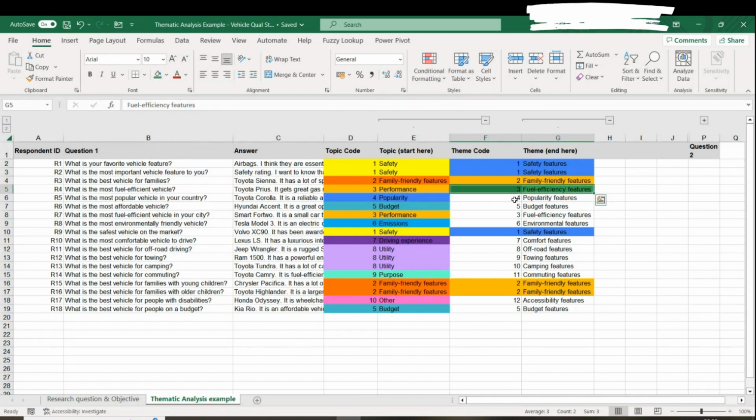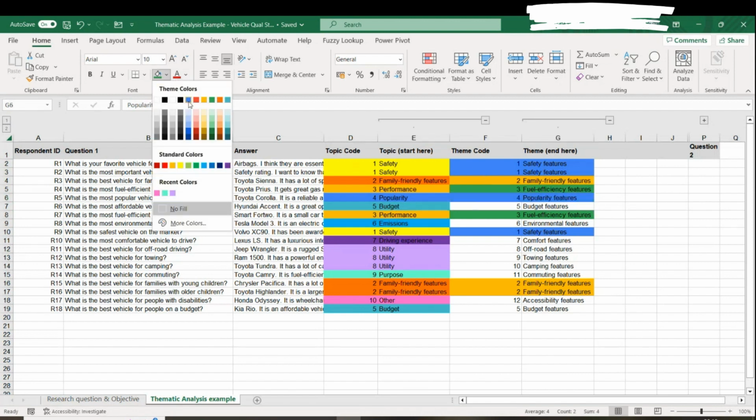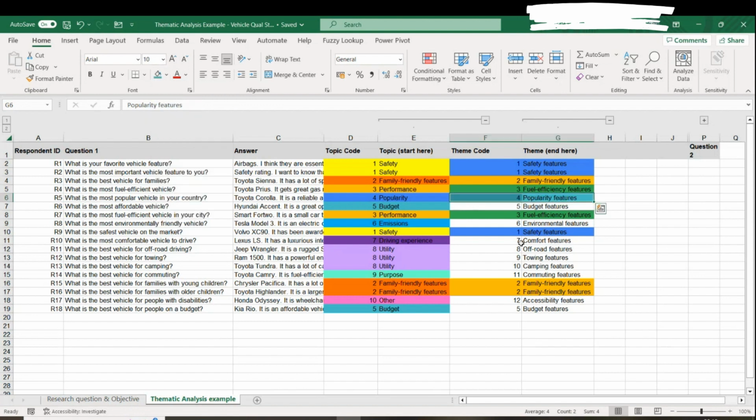Maybe let's give it that green. So we also look where else we can find fuel efficiency features. As you can see, it also links with that one. And where else do we have fuel efficiency features? You would go back to your topics to see where else you saw fuel efficiency. So it's only those two. Then the next is popularity features. We give that a different color. Then where else in our topics was there something about popularity? Nowhere else, so it's just that one.